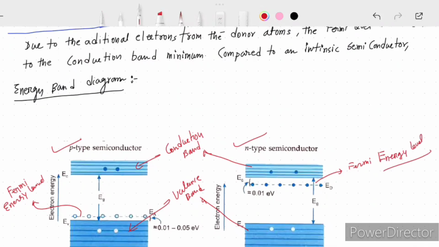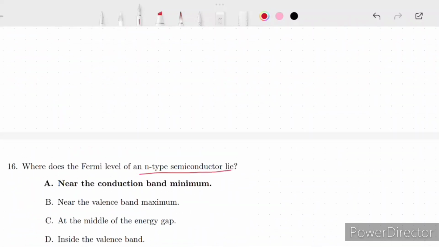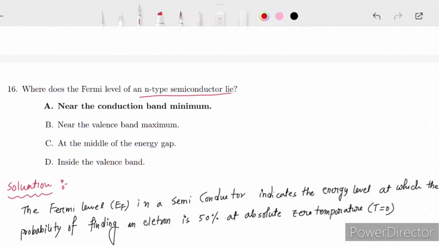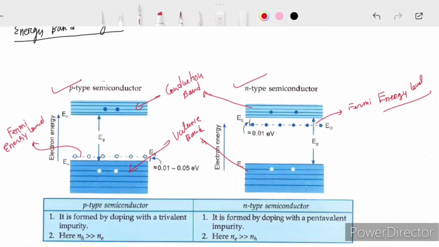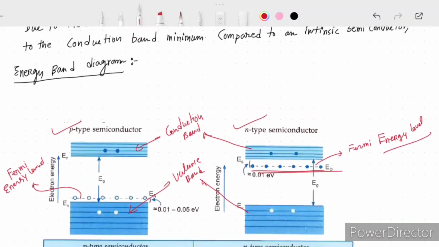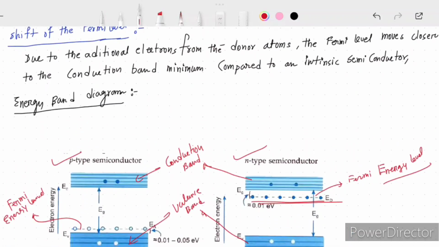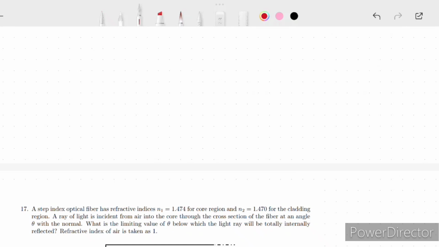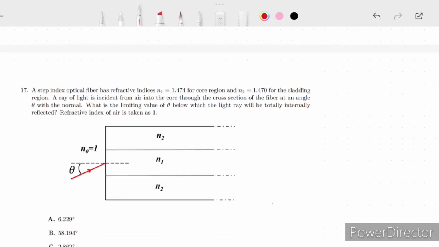For an n-type semiconductor, the Fermi level actually lies near the conduction band, near the conduction band minimum. This is a very easy question. Please remember and note it down, it is very important. This is a theoretical question. I think in 2024 this is the easiest question in the JEST examination.